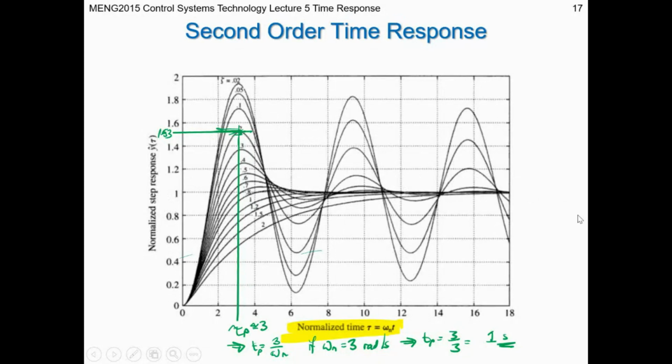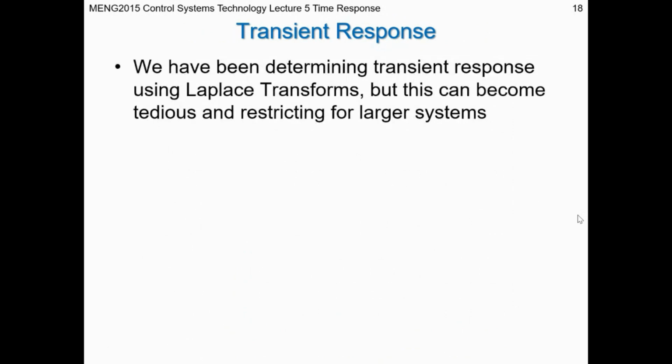Right, so we got an agreement between our just one little point we took, one case study we took for our standard second order responses, and related it back to what MATLAB told us and showed it's the same. What we've been doing so far is basically determining the transient response of our system using Laplace transforms.